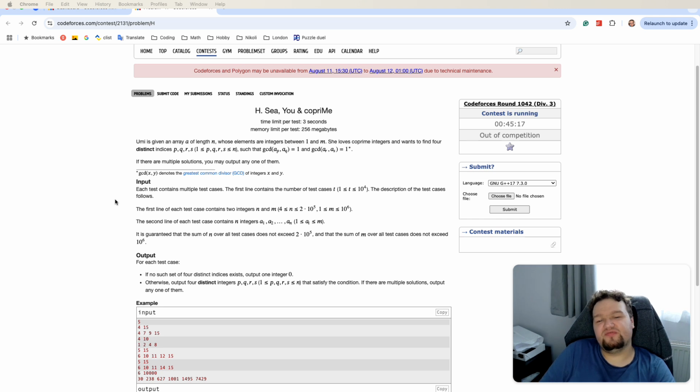How do I find one such pair of coprime elements? I don't know.